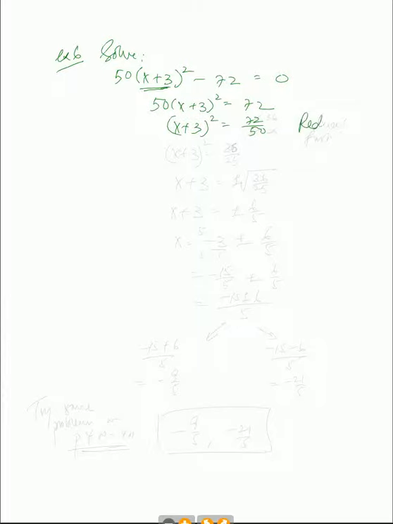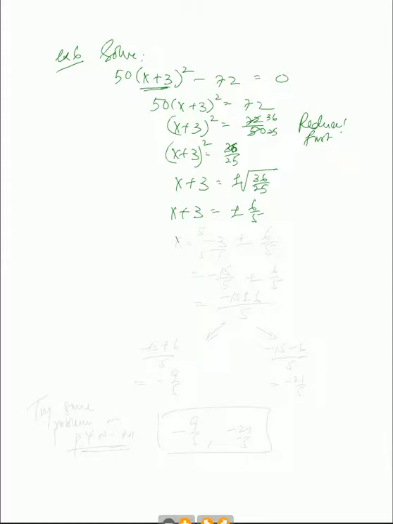Now this is something you should always remember: reduce first. Before you bring the square over, let's clean this up a little bit. You notice you can divide both these numbers by 2, which reduces to 36 and 25. So 36 over 25. Okay, so now I'm going to take the square root. At the same time, when the square root appears, it's plus and minus. So what I have is x plus 3 is plus or minus 6 over 5.